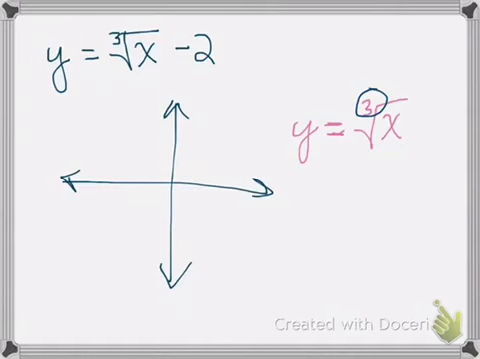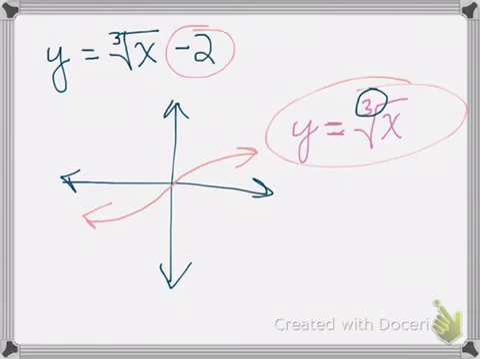The cubic function here, first of all, the parent function looks like this. The -2, all that does is it moves the graph down 2 units. Because it affects the output, it moves it down. Goes like that, that. All right.